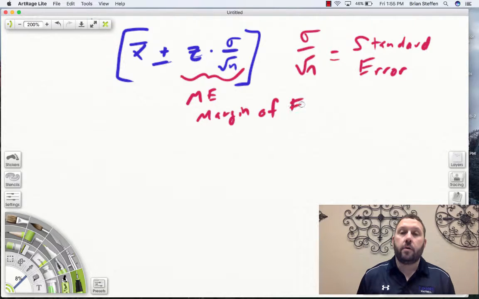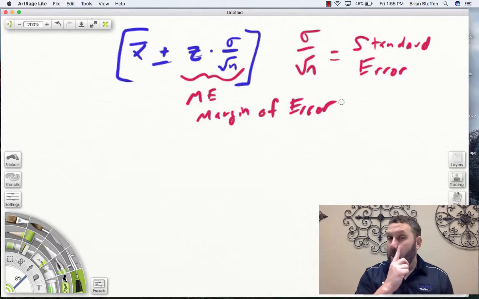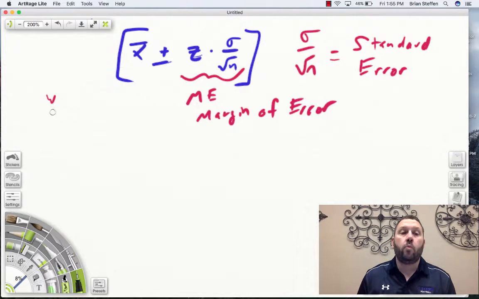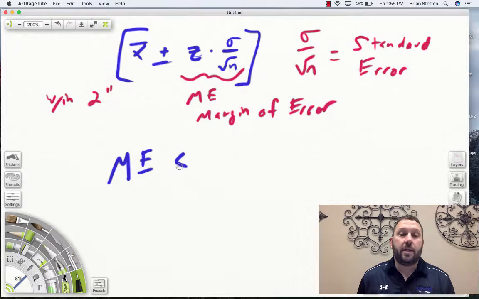The margin of error. And what we can do is say, if I want my margin of error to only be, let's say we're estimating heights of people, and I want to have an estimate that's going to be within 2 inches. When they say within 2 inches, what they mean is I want my margin of error to be less than or equal to 2. I don't want to be any further away than 2 inches when I'm making my confidence interval.